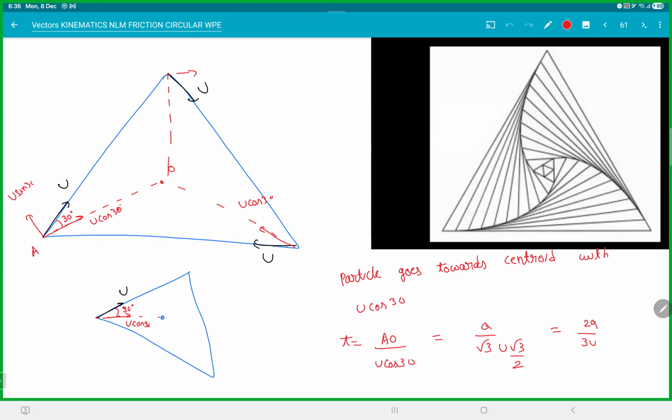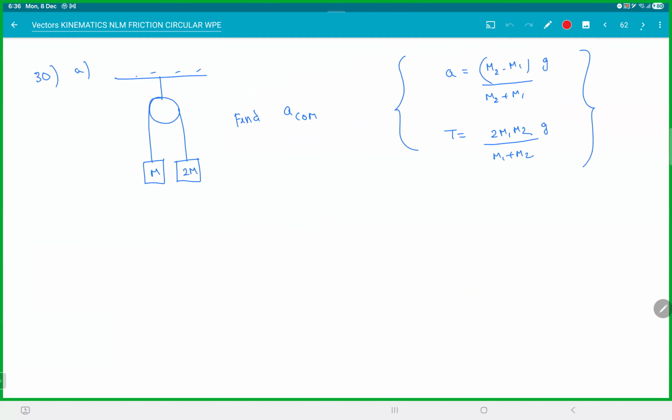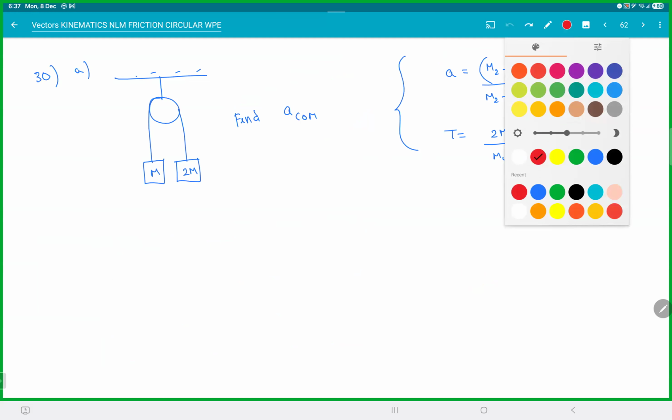There, this is for the three particles, if you remember. Two blocks. Find the acceleration of the center of mass. I hope you guys remember the formula for Atwood's machine: 2 m1 m2 g by m1 plus m2. Acceleration is (m2 minus m1) g by (m2 plus m1).